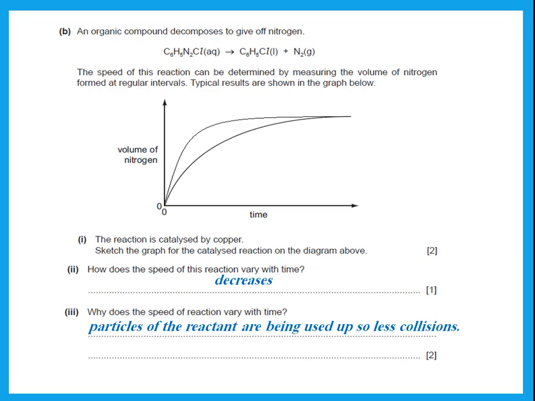Now, why does the speed of the reaction vary with time? Because the particles of the reactants are being used up, so less collisions. If you want to be specific, you can say particles of the specific reactant that you have, C6H5N2Cl, are being used up, so less collisions. Here it doesn't make a difference because you have only one reactant. But if you have two reactants, you have to specify which one of them is being used up, and it is usually the one that is not in excess, the one that is limiting.